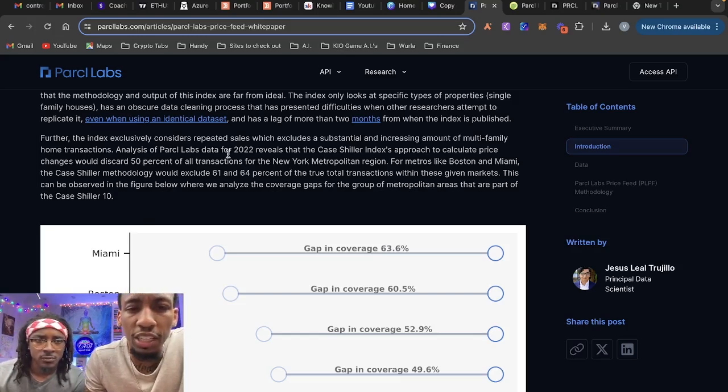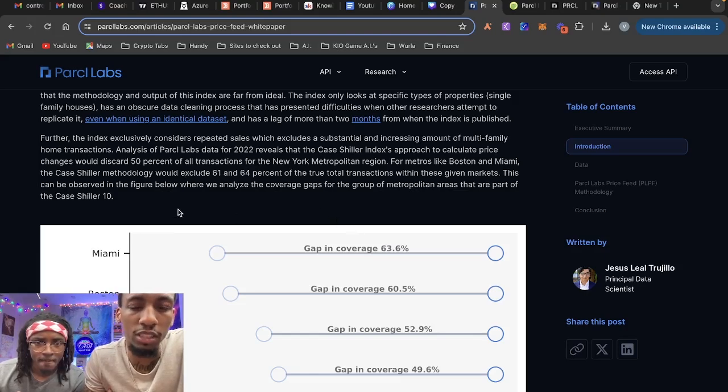Yeah, what they're saying here is that the Case-Shiller Index, how they go about calculating price changes, even for just New York, it discards 50% of all transactions in that region. Because most in New York are multifamily homes, like those project style buildings. So a big percentage of overall real estate transactions get excluded, which, when you're trying to come up with value of something, you want to have as much data as you can.